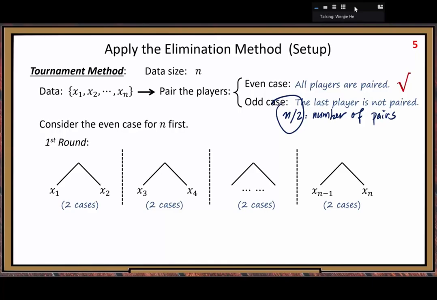2 cases here, 2 cases here. Combine them. How many? First pair, you have 2 possibilities. So, another 2. Combine 4. 4, you have 4. Do you do 2 plus 2 or 2 times 2? How do you get that?